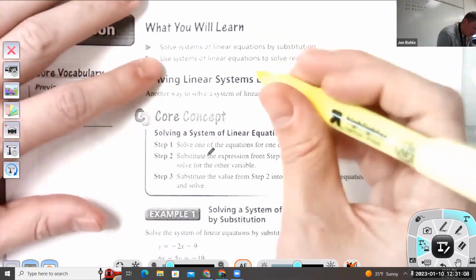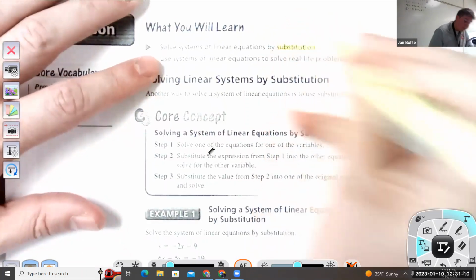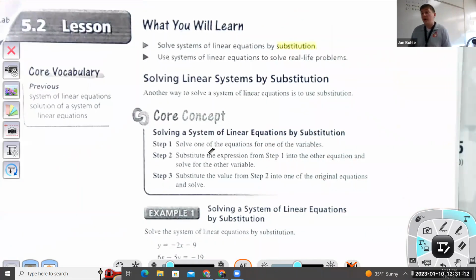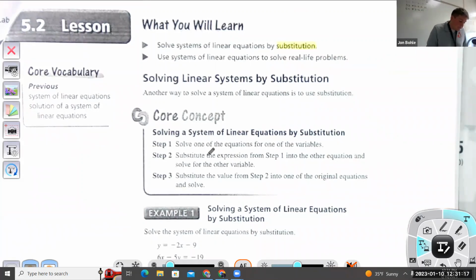We're going to learn to solve systems of equations by the substitution method. What we did in 5.1 was the graphing method. And then we're going to use those to solve real life problems. That'll be our word problem learning target, which will progress through the entire chapter.